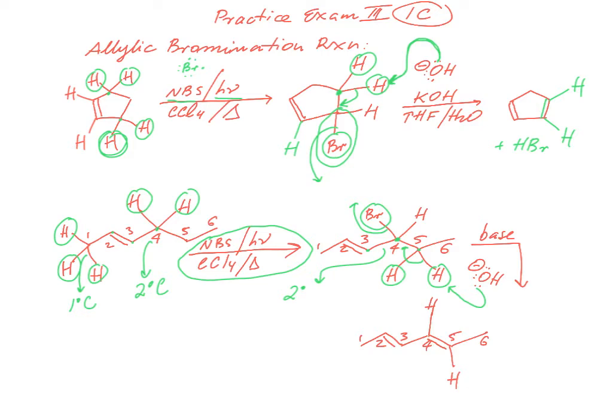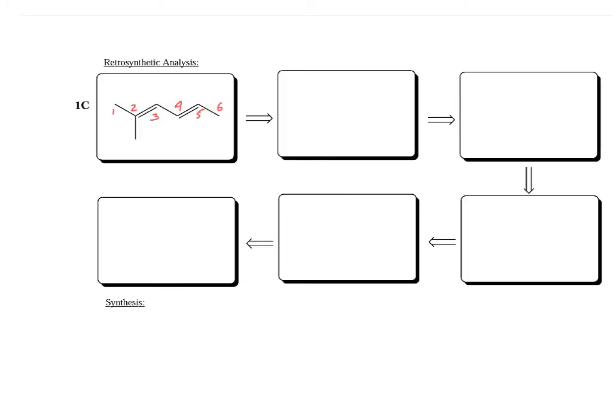So again, to prepare a conjugated diene, you start with an alkene, perform allylic bromination, followed by deprotonation and loss of HBr. So let's go ahead and take a look at our conjugated diene and see if we can propose retrosynthetic analysis. So we have a conjugated diene, the immediate precursor to a conjugated diene, is an allylic bromide. So let's go ahead and keep this double bond.